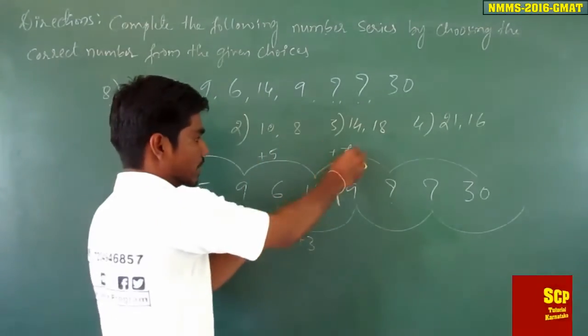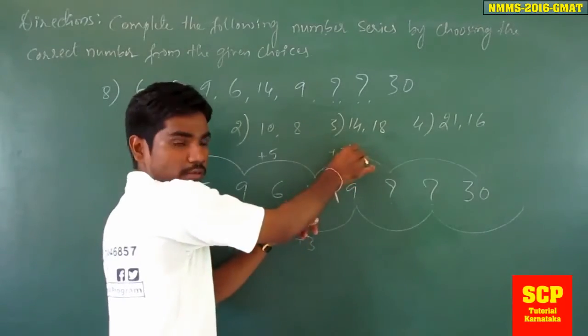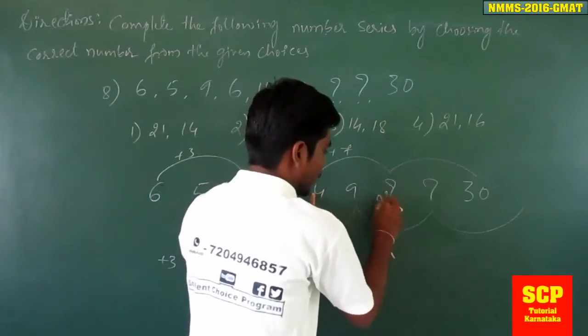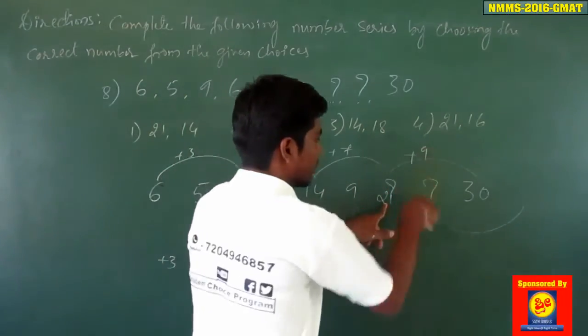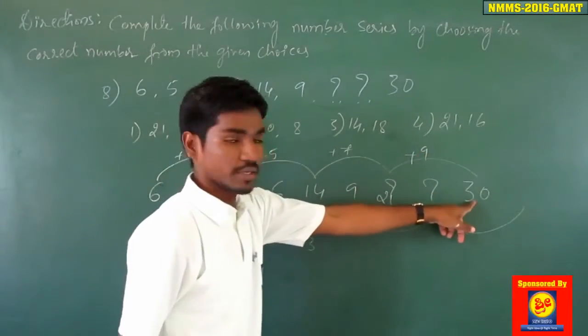Now if I add 7 to 14, 14 plus 7 is absolutely 21. Next odd number is 9. So 21 plus 9 is 30.